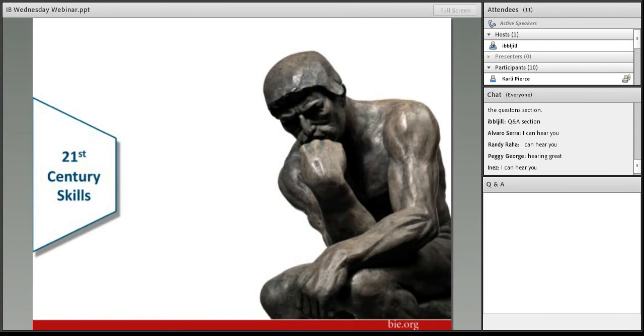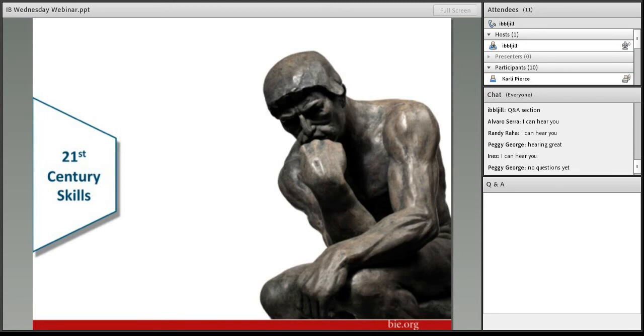Great. Our next PBL essential element is for 21st century skills. BIE has identified 4 21st century skills based on current research. We think that communication, collaboration, critical thinking, and creativity are at the heart of 21st century skills.